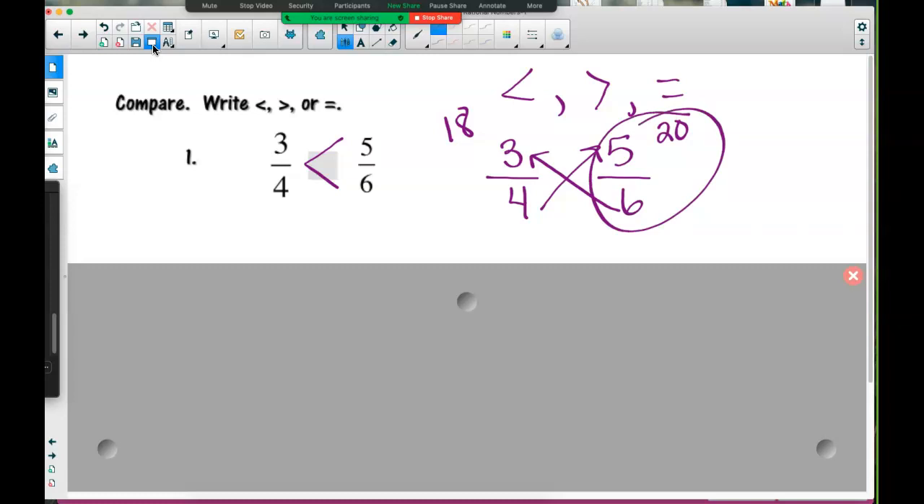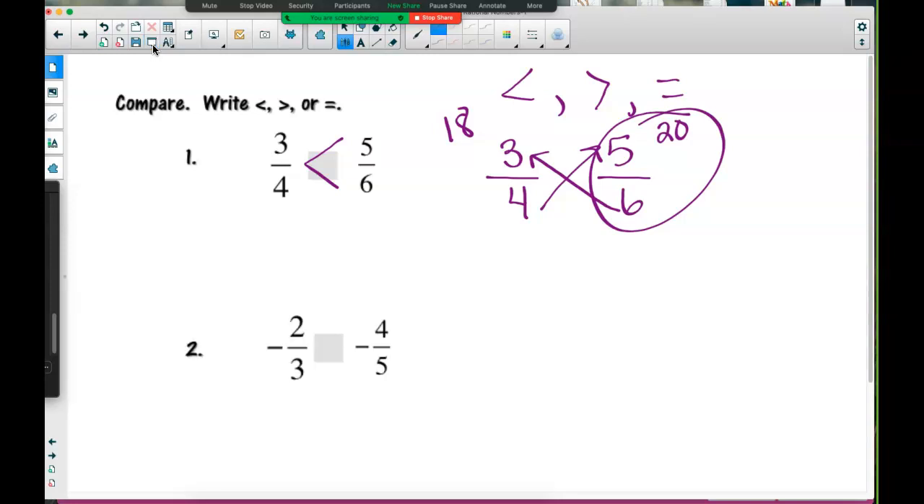Okay. Now I will caution you to be really careful with fractions that have negatives. When you look at number 2, these are both negative. When you see a negative sign in front of a fraction, I want you to rewrite it this way. -2/3. Just put the negative sign on the top number. Okay? And -4/5. So the negative sign can always go with the top number.